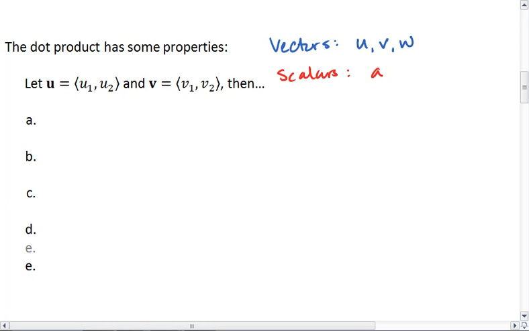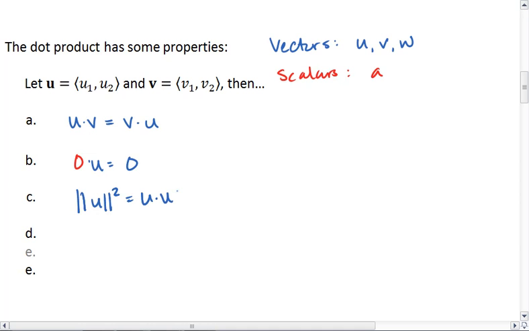Well, what we see then is if we have u dot v, this is the same as v dot u, because it doesn't matter which order we write them in, no matter what, we're going to multiply u1 v1 and then add that to u2 v2. We then see that if we were to scale vector u by 0, or do a dot product with 0, this would be the same as just getting 0 for the dot product. Then if we were to take the magnitude of u squared, this is the same as doing u dot u.